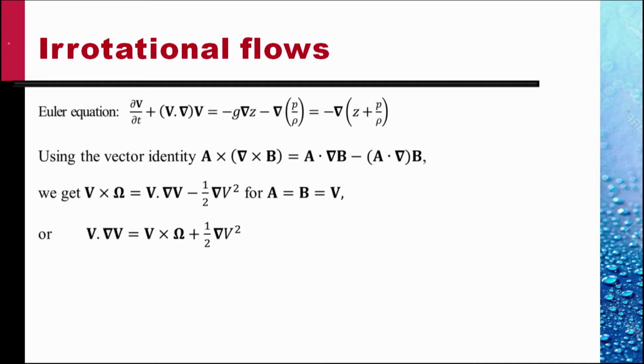Then we get from this V dot del V is equal to V cross curl of V plus 1/2 del V square. And using this in the governing equation, we get del V by del T plus V cross omega is equal to minus del of (gz plus P by rho plus V square by 2).